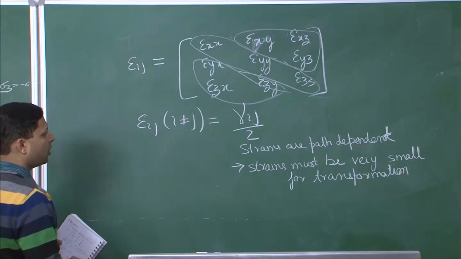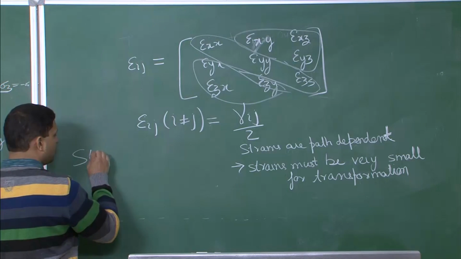So, other things that we talked about, like Mohr circle: for strains also you can create a Mohr circle.